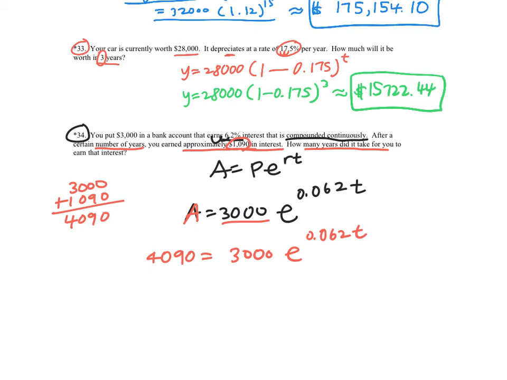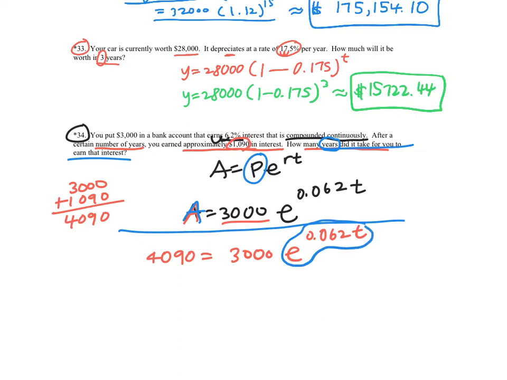Okay, so we want to figure out how many years it takes for me to earn that interest. Again, for A, it's not just the interest, it's the final amount, which is your initial amount, your principal, plus the interest. So we have an exponential equation here, and we need to solve this. When you have an exponential equation, you always want to get that base and exponent part by itself. So in this case, since I'm multiplying by 3,000, we need to divide both sides by 3,000.